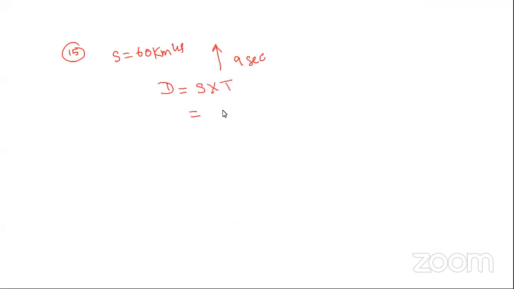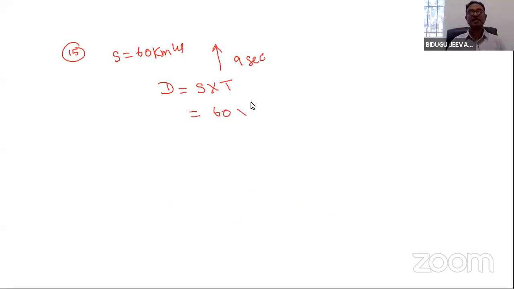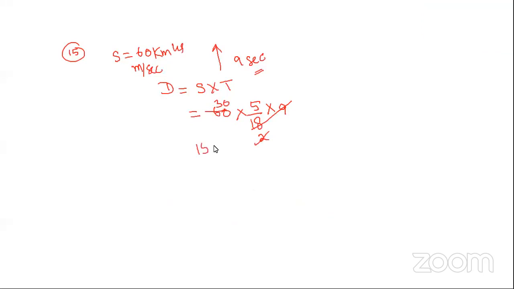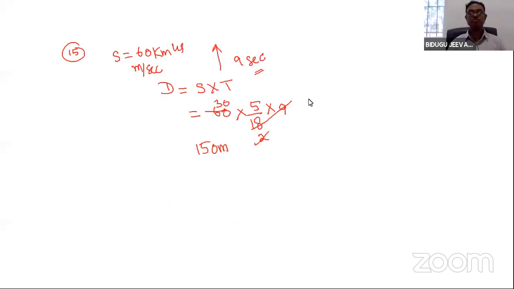Question number 15. A train running at a given speed of 60 km per hour crosses a certain pole in 9 seconds. What is the length of the train? Length comes out of distance. So distance is equal to speed into time. Speed is given as 60 km per hour. Let me convert by 5 by 18, into time taken, 9 seconds. Because seconds are given here, we should take meter per second. Now the calculation: 2 times 30 is 150. 150 meters. Simple, beautiful question.